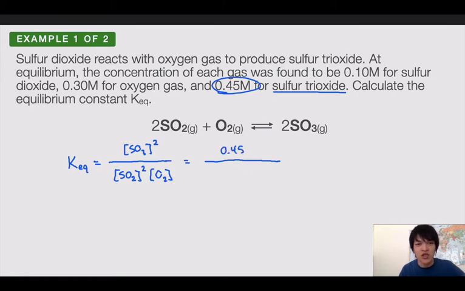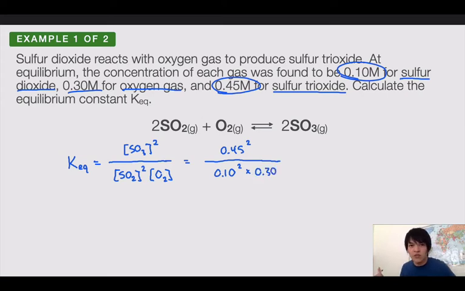And I'm not going to actually write in the unit here. I usually always write in the units, but I'm going to tell you that the units pretty much always cancel out for these calculations to calculate the constant. So don't forget to square it because there is a square in our original equation. Now we're going to write down the numbers for sulfur dioxide. Sulfur dioxide was 0.10 molar. This one is also squared. And then we multiply it by the number for the concentration of oxygen gas, which was 0.30.